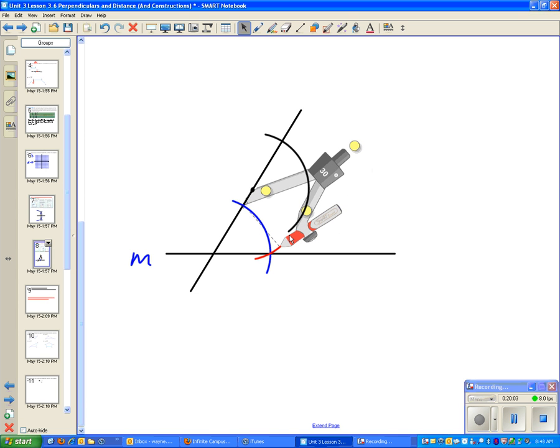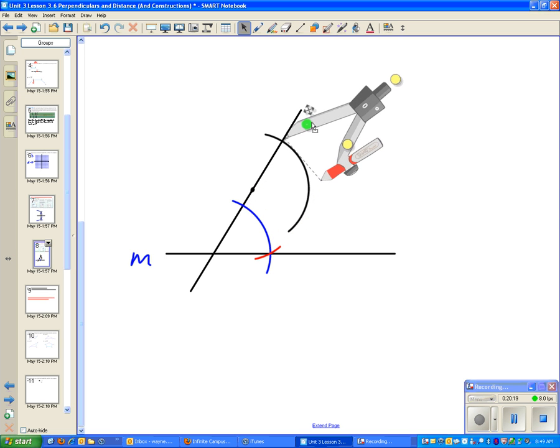So that arc we just made is where the original arc went through line M. So the distance between our compass point and our compass pencil needs to stay the same as we move up here to where our second arc crosses the transversal and then cross that one.